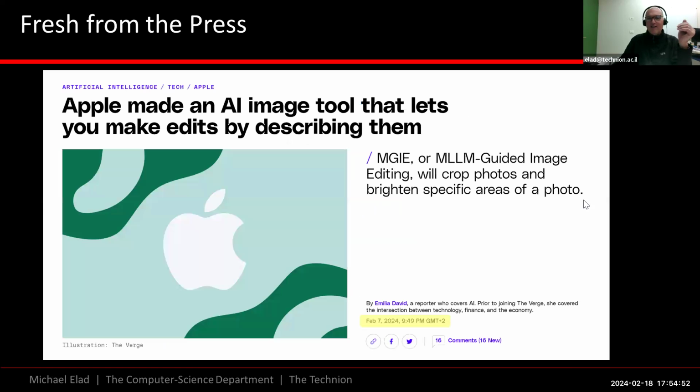Here is another news item. We have to say Apple is somewhat behind in this field. Look what they published a week ago: Apple made an AI image tool that lets you make edits by describing them. So basically, by describing textually what you want to achieve, they create changes to the generated images.